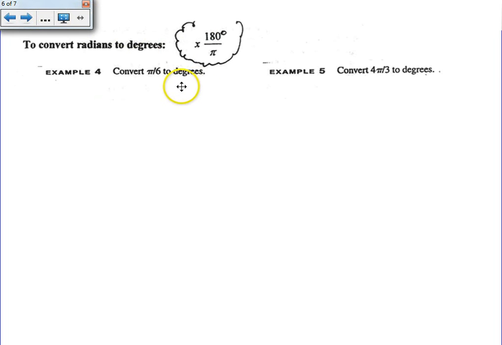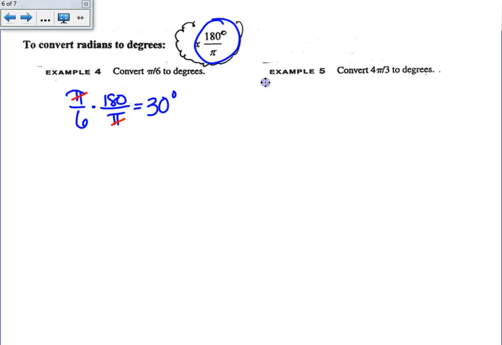And when we want to go the other direction, we'd multiply by 180 over pi, because if you have radians, which has a pi in it, you need to basically cancel the pi out, so we need it in the denominator. And then we want to end up with degrees. So the pi's will cancel, and 180 divided by 6 is 30 degrees.